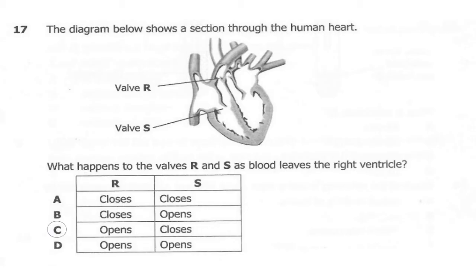The correct answer here is C. When blood leaves the right ventricle, R will open, which are the semilunar valves, while S, which is the tricuspid valve, will close so that blood does not go back into the right atrium. So S will close while R opens. So the correct answer here is C. Well done, chat.